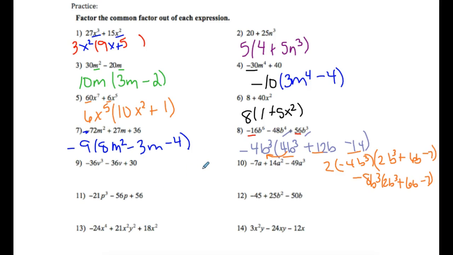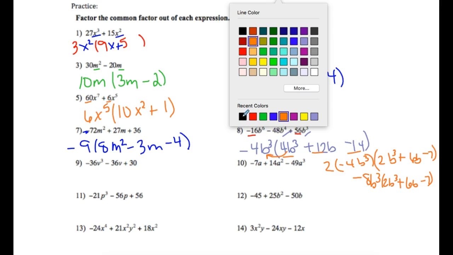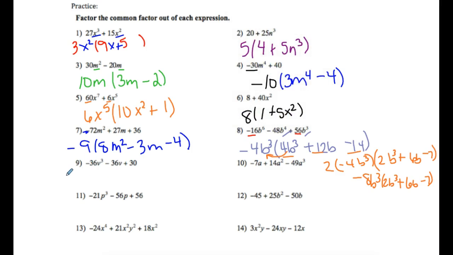36, 36, and 30. I know that 6 goes into all of those, so that's where I'm going to go ahead and start. Because I have a negative out front, I'm taking the negative with me. 36 divided by 6 is 6. Okay, and the reason why I didn't do anything with the v is that the 30 doesn't have a v, so I'm going to leave it alone. Negative 36 divided by negative 6 is positive 6v. And then 30 divided by negative 6 is negative 5.